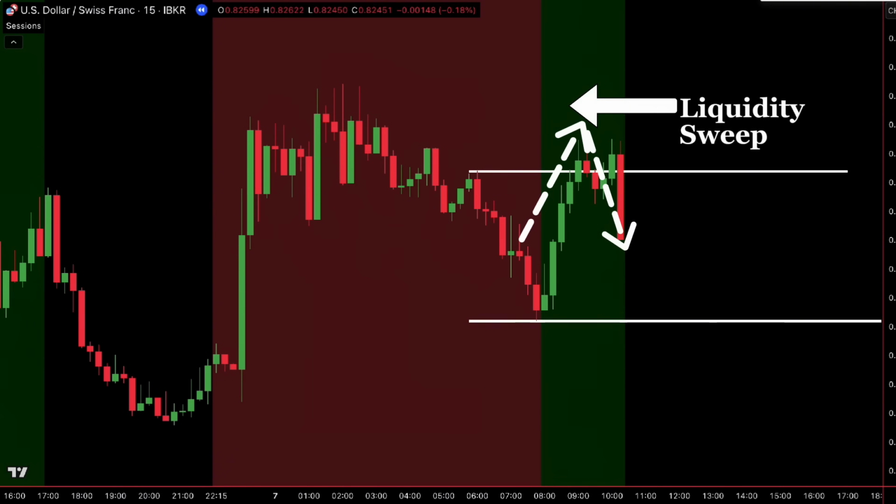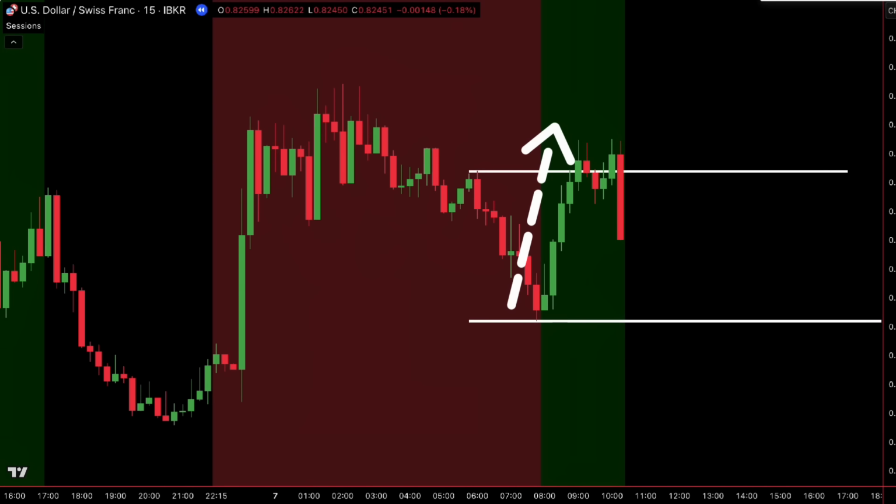This is a textbook liquidity sweep, a false breakout designed to trigger stop losses before the real move begins. This strong spike, that's not the institutional move, that's the trap, the liquidity grab. The real move starts after the sweep, once the market flips. But before we take the trade, let's do a quick top-down check to make sure we're in alignment.